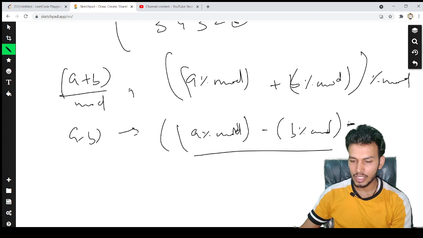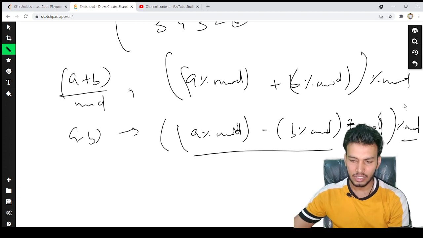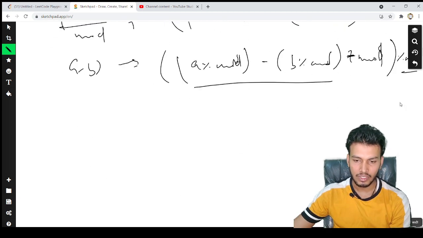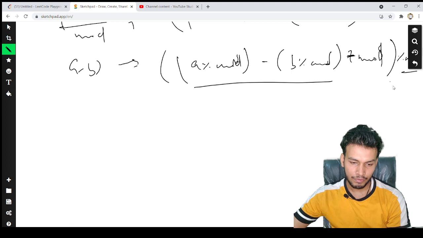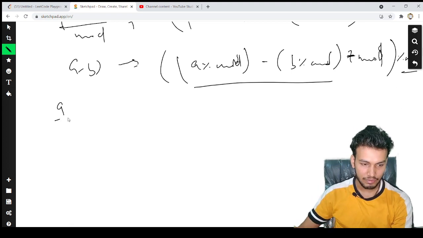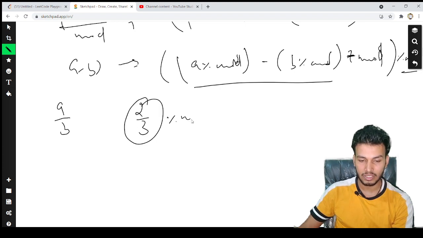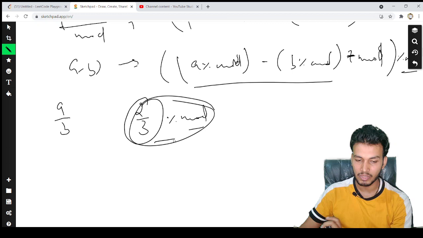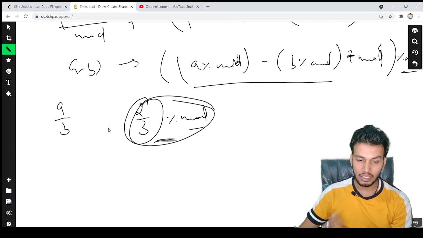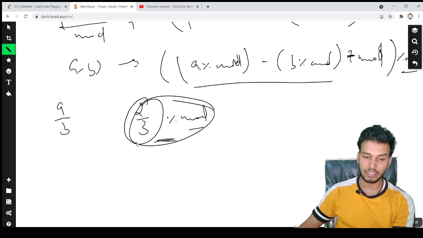So what you will do is add a mod here, add a mod here, and then take the mod. Okay, that's the only difference in case of negative. Then for division, let's say a by b, something like 2 by 3, so it's a decimal number, so there is no point of finding the mod of this number, right? So it's different in case of division.